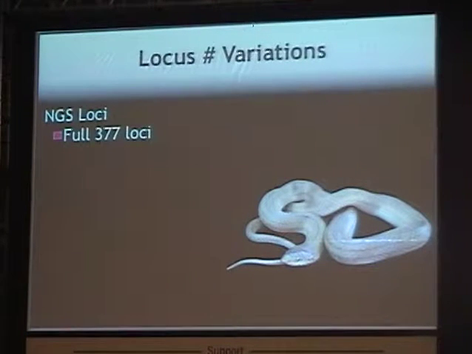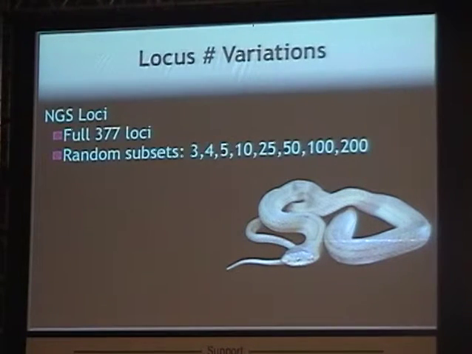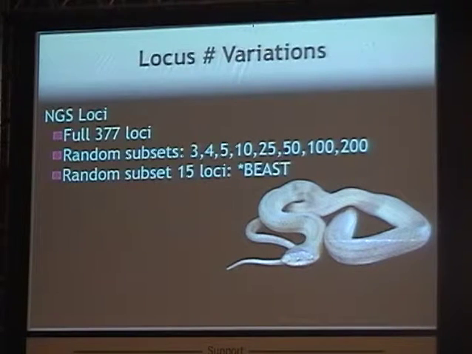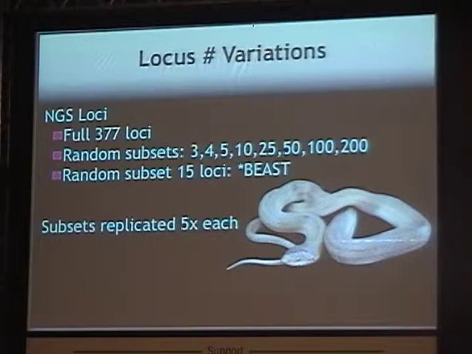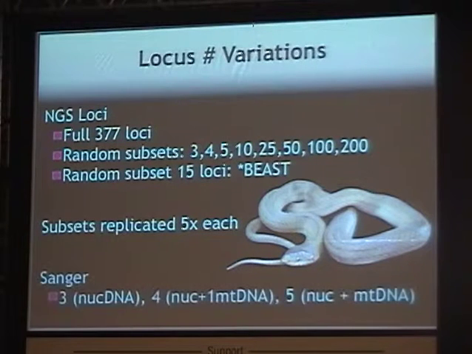So for the NGS loci, I did all 377, and random subsets to see how does it compare if we're using more of a Sanger or a smaller style data set. So anywhere from 3 to 200. And then random subsets of 15 loci for *BEAST specifically for that anchored data. And these were all replicated 5 times each. So 200 obviously is with replacement if I only have 400. But for the *BEAST analyses, those were 15 different loci each time randomly chosen. So that's not based on informativeness or length or anything like that. The Sanger data, I did 3, just the nuclear. I did 4 using 1 mitochondrial and the 3 nuclear, and then all 5.